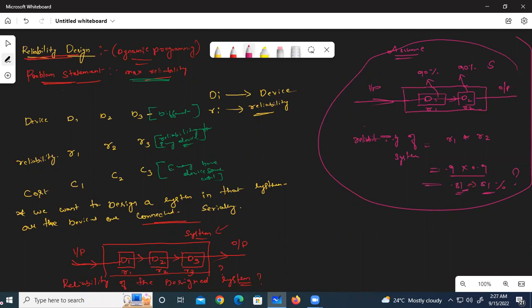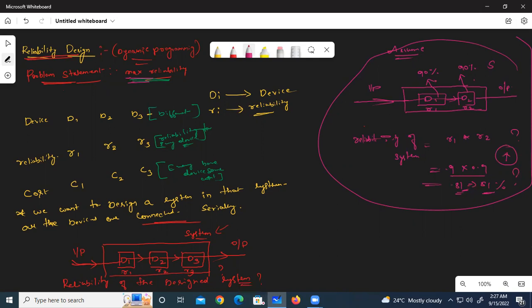So again, how to increase this reliability? That is the question here. That is the query, the problem statement here. Still, we are getting 90 for device 1, again 90 for device 2. But even though, I am not able to achieve the 100%. So how to make 100% reliability for this particular system? Understood?